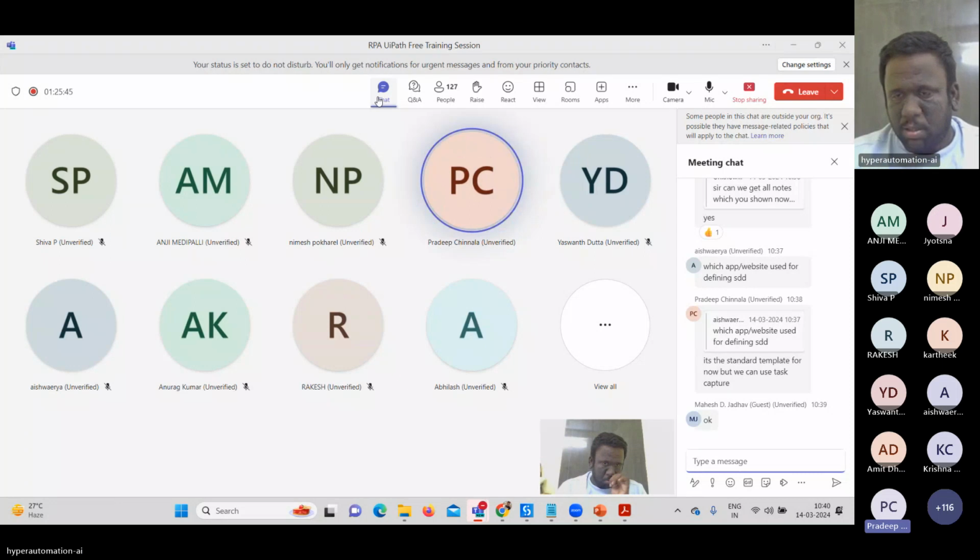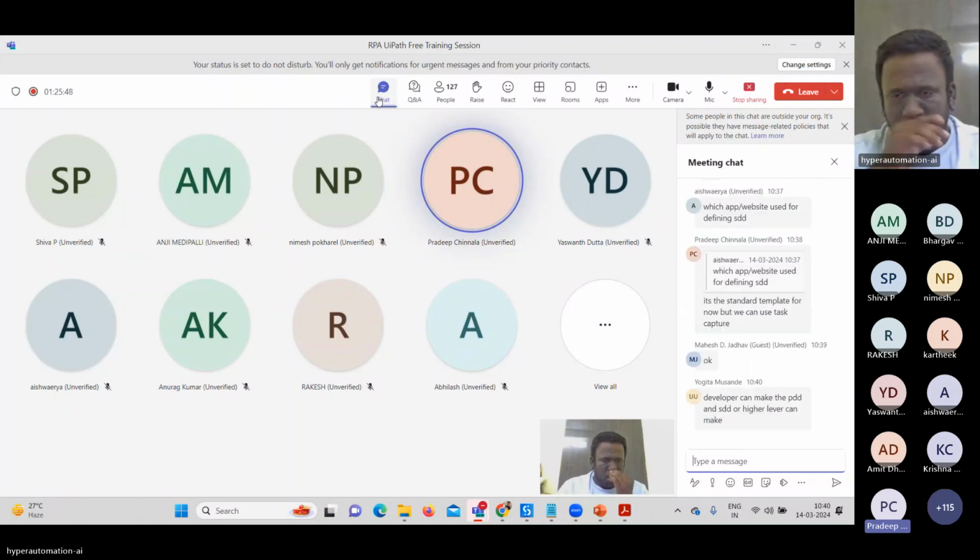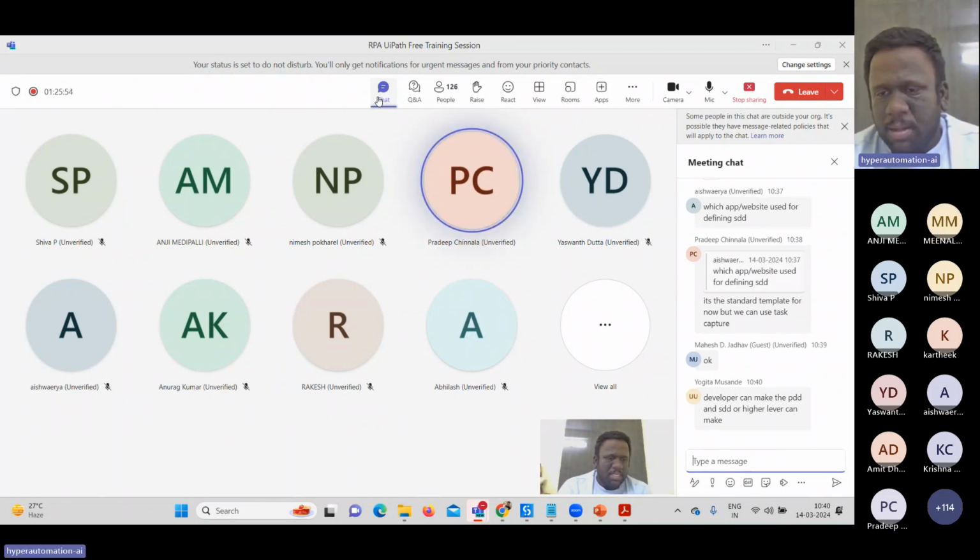Most of the doubts I cleared in the chat. So if you have anything, you can raise the hand so that we can clear it. Yes, the PDDs are actually developed by business analysts or SMEs. SDDs are developed by basically architects. But still, we can also help, and we'll also be there in helping them in drafting those PDDs or SDDs.